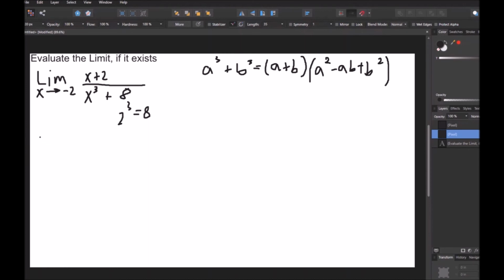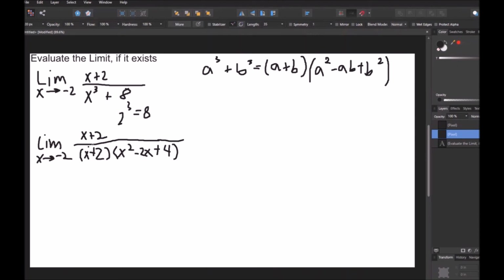So when I go to factor this, I'm going to have the limit as x approaches negative 2 of x plus 2 over a plus b, so that's going to be x plus 2, and then a squared, so that's x squared, minus ab, so that's minus 2x, plus b squared, so 2 squared is 4.